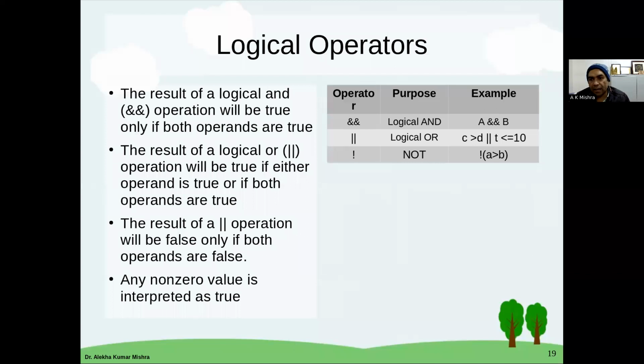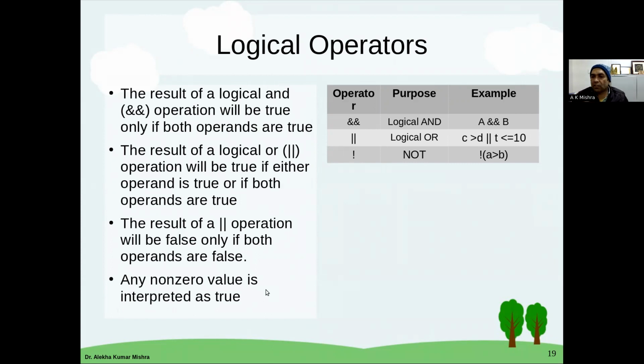Suppose I say C greater than D, just like here. Depending upon the value of C and D, it will be either true or false. If it is an arithmetic expression, it will end up with some value. Any non-zero value, maybe negative, maybe positive, but non-zero, is interpreted as a true value. If it is zero, then it is false.